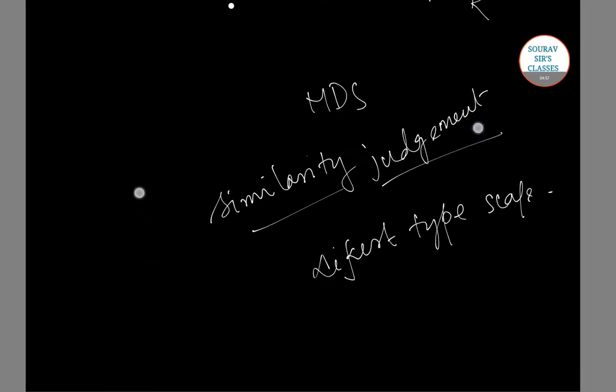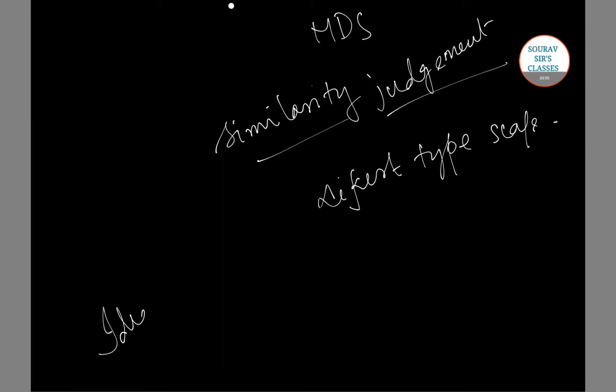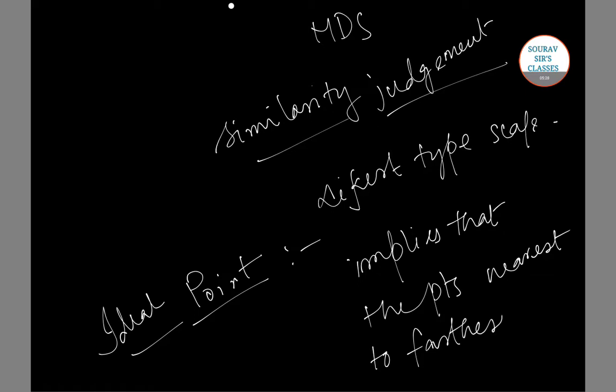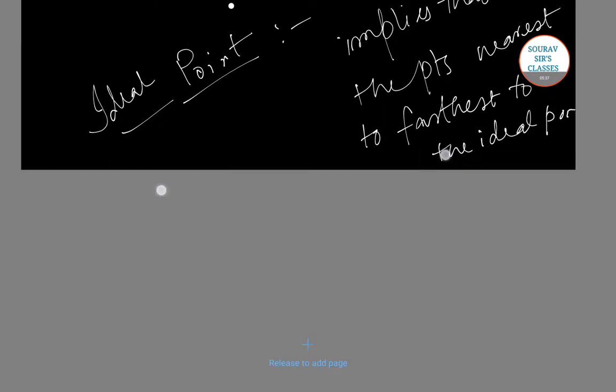Now we have ideal point. Ideal point is a perceptual map that represents the most preferred combination of attributes. This implies that the points nearest to the ideal point are the most preferable, and the points farthest from the ideal point are the least preferable.